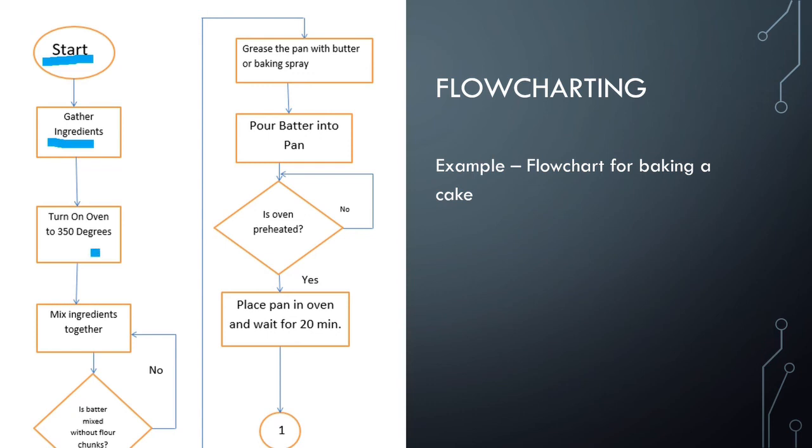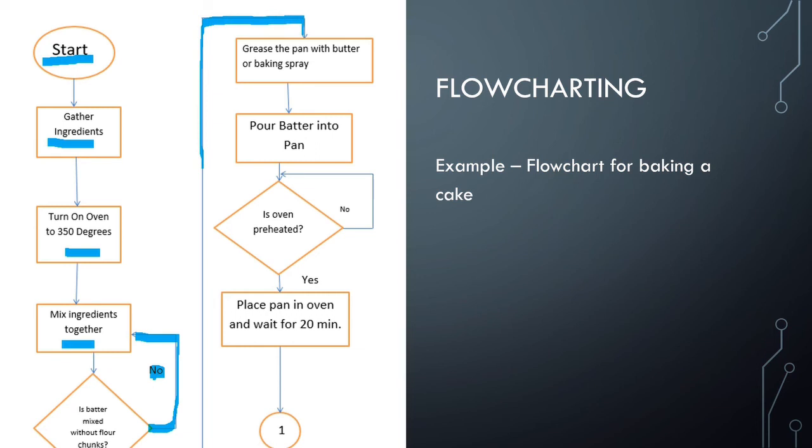Next, we might turn on the oven. We're going to mix the ingredients together, and then we have a decision. So our decision, which is represented with a diamond, is the batter mixed without chunks of flour in it? Is it completely mixed? And if it's not, we're going to circle back. So we're going to point back to this task and write our decision here. What's our potential result? So if it's not fully mixed, we're going to mix some more. If it is fully mixed, it's cut off a little bit, but there's a yes arrow here. Our arrow is going to point us to the next step.